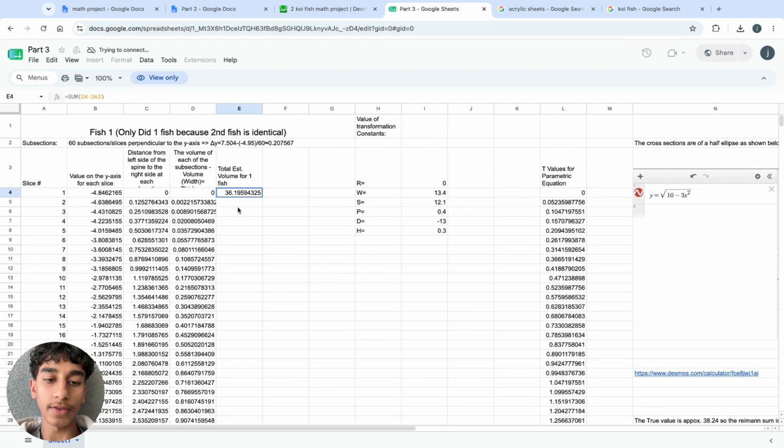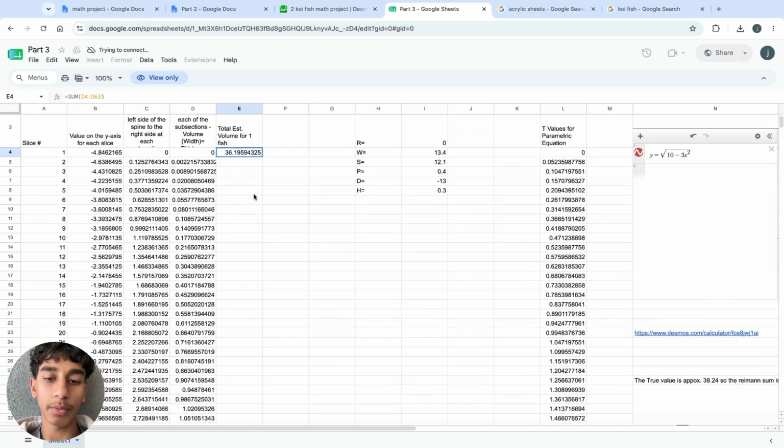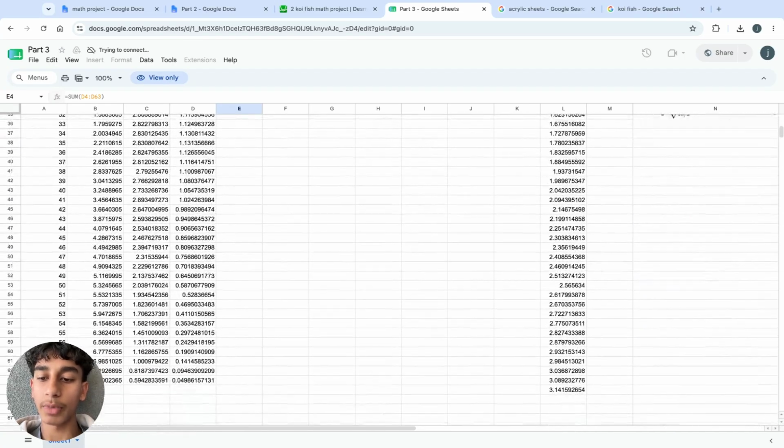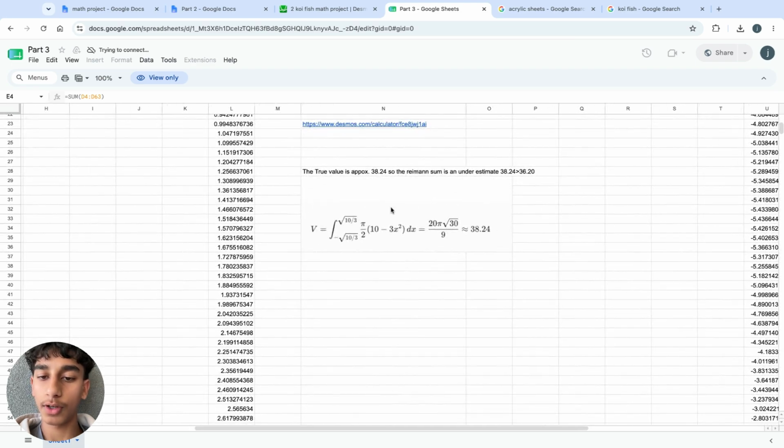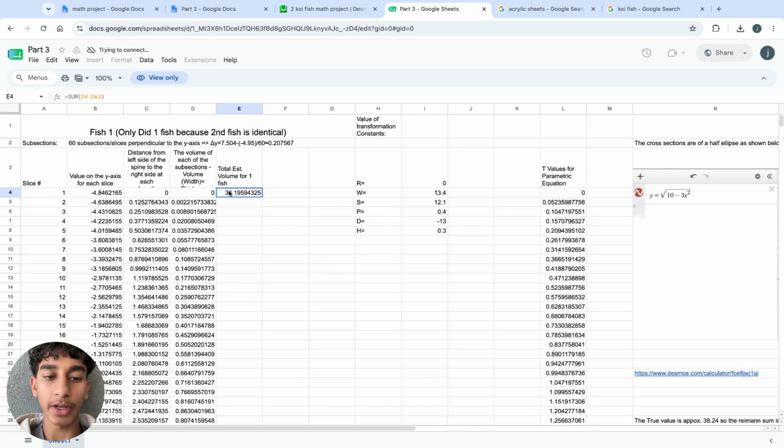Since the function was concave down, the midpoint Riemann sum ended up being an underestimation compared to the actual volume, which is calculated by the definite integral using the formula of volume. And the definite integral, the actual value of our cross section, is equal to 38.24. Multiplying this by 2, we get 76.48, which is the total volume of both fish. The Riemann sum is an underestimation, as you can see here, because the estimation we got was 36.1.